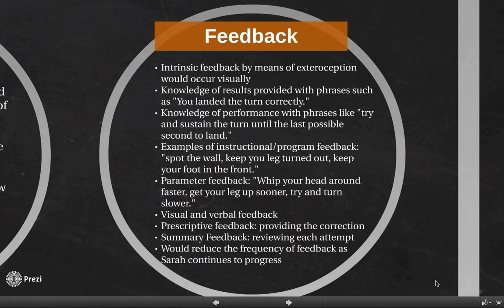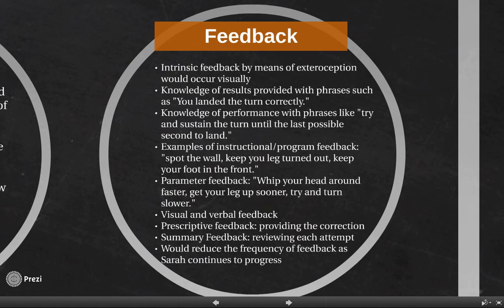I would also reduce the frequency of the feedback as she continues to progress. So say Sarah's on her 15th attempt at this turn. I'm more apt to talk less on the 15th attempt than I am the second or third. Why? Because I'm giving her the same information over and over again.